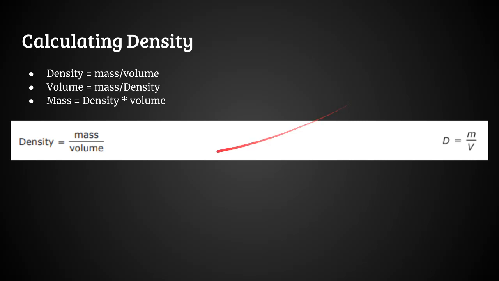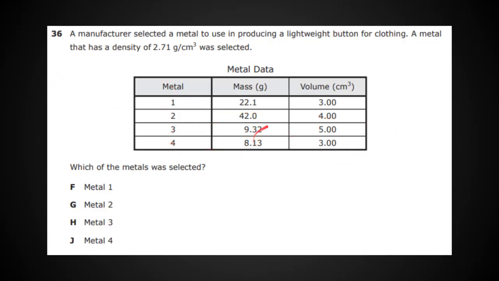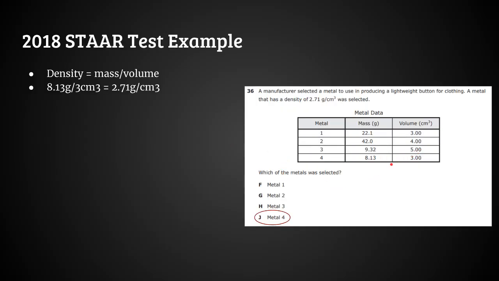Calculating density. To calculate density, we use the density formula. This is included in your reference paper, I believe, for your STAR test. So density is equal to mass over volume. If we're trying to find the density of these different items, I'm pretty sure it's item 4. So 8.3 divided by 3 centimeters cubed gives you 2.71 grams per centimeter cubed of density, and that's exactly what we're looking for here.